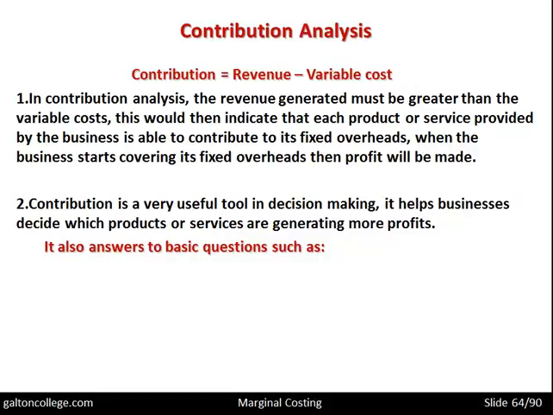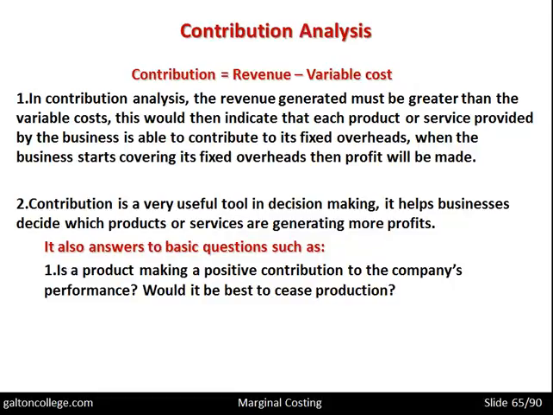It also answers basic questions such as, is the product making a positive contribution to the company's performance? Or would it be best to cease production? It's absolutely important that the management know if a product is generating a profit, or if it's making a contribution towards the overheads and profits. If the management know what the marginal cost is for a particular product, then it knows the price in the market, and if the price in the market is less than the cost of making it, then cease production.